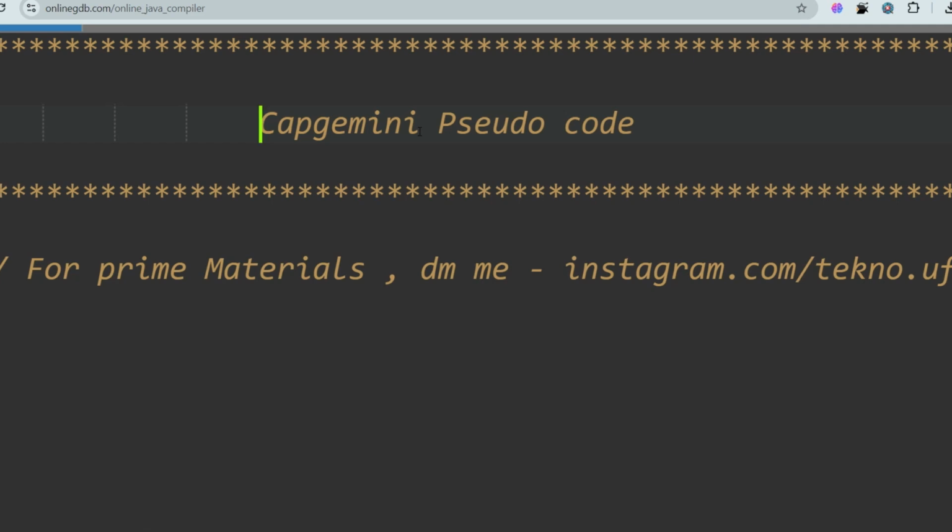I hope all of you are preparing well for the upcoming Capgemini exam. As you know, in the Capgemini exam, the pseudocode questions are very important because 25 questions in total will be from pseudocode, and this will play a very major role.